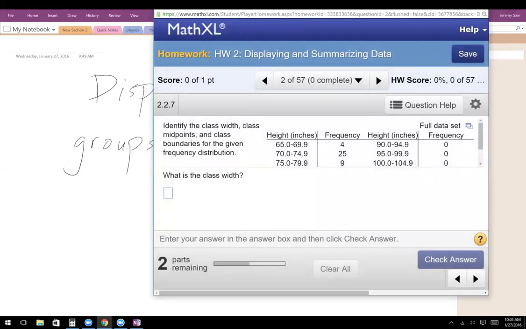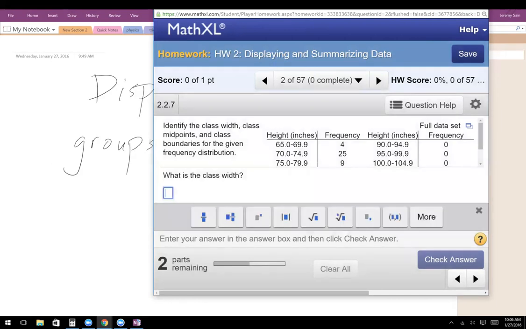Frequency distribution is the word I was trying to think of. The class width, class midpoints, and class boundaries are all what they sound like. The class width is how far it is from one group to the next. Here, one group starts at 65, the next at 70, the next at 75. Each group starts 5 apart from the next one, so the class width is 5.